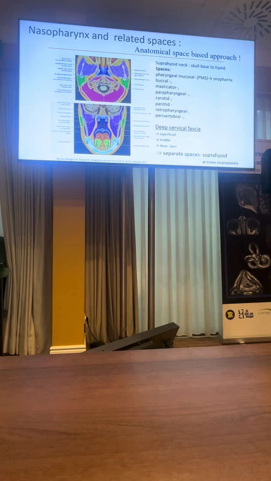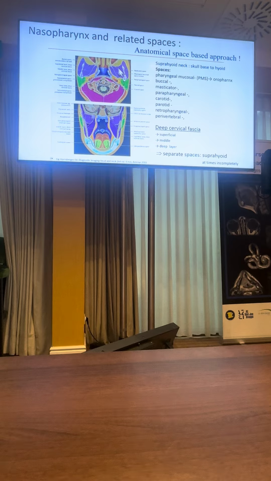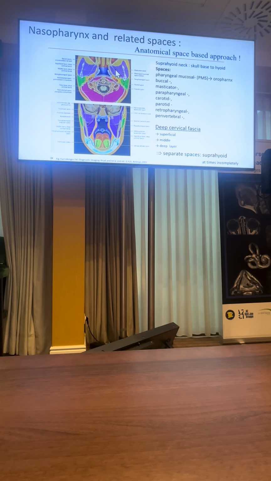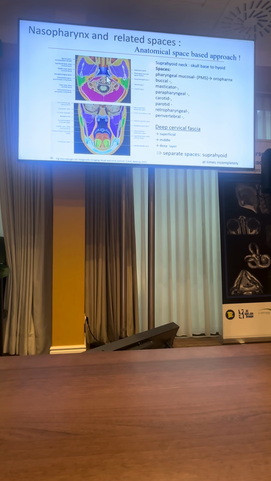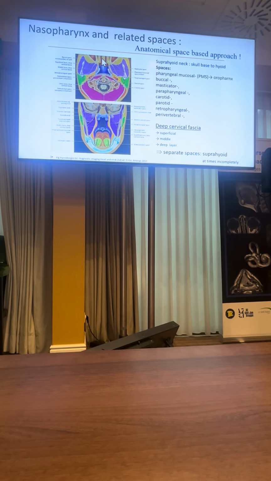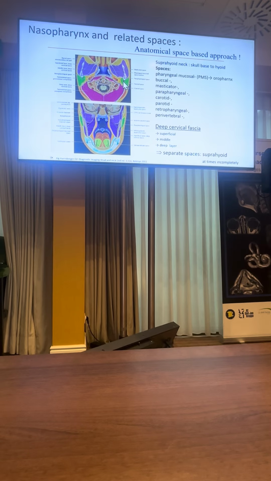Now we move from the nasopharynx to the deeper spaces. An overview again. We've talked about the nasopharynx. Laterally we have the masticator space, we have the parapharyngeal space. Further lateral, the carotid space and the retropharyngeal space. The deep space, again, remember, middle layer of the deep cervical fascia. The superficial layers invest the paired lateral spaces.